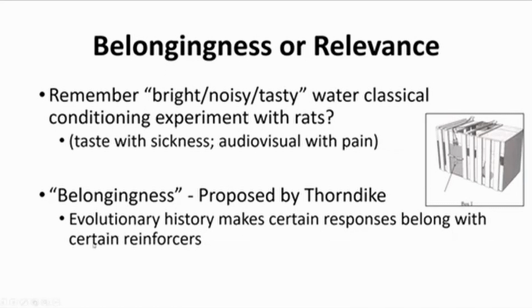All right, the next thing that we want to consider about our instrumental response, or the behavior that we are training, is the belongingness or relevance of that particular response. Now, this concept is actually going to sound familiar because we've already talked about it. Back in chapter 4, when we were looking at classical conditioning, we talked about how rats learned to associate tastes with sickness, but they had trouble associating taste with shock.